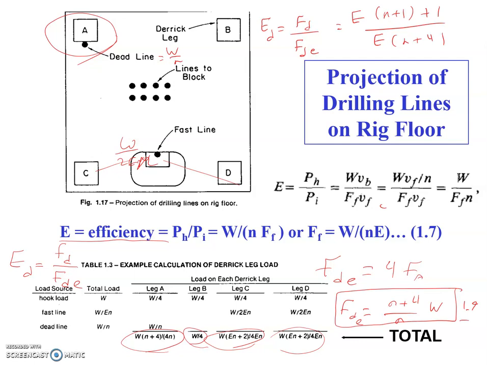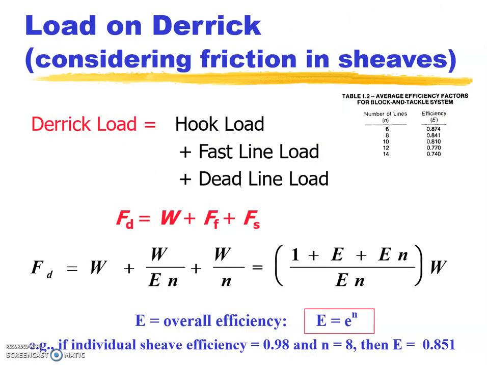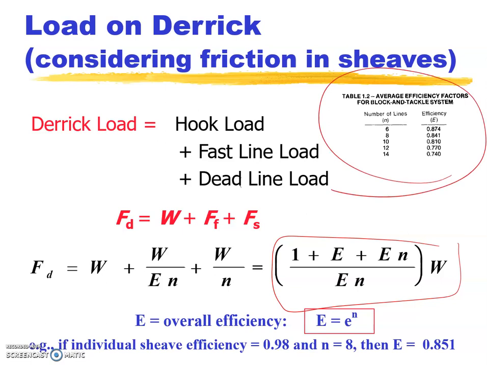These efficiencies, the normal efficiencies, which is E, are given in table 1-2 in the book, and we discussed those numbers, right? So you can calculate the derrick efficiency factor by just using those efficiencies, and also the number of lines. These two factors play roles here, right? So this is the equation for derrick load, right? And that efficiency that we were talking about, which is in table 1-2, which is this table here, right?